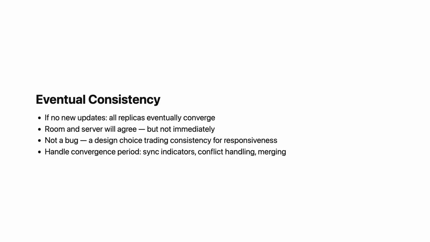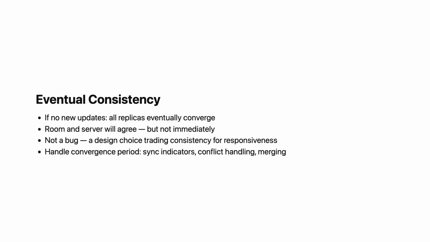The principle underlying all of these patterns is eventual consistency. In an eventually consistent system, if no new updates are made, all replicas will eventually converge to the same state. Your Room database and the server will eventually agree, but not immediately. This is a weaker guarantee than strong consistency, where all replicas agree at all times, but it is a practical guarantee that works well for mobile.